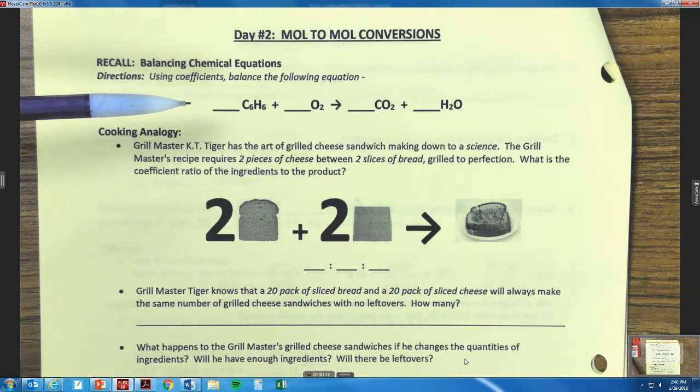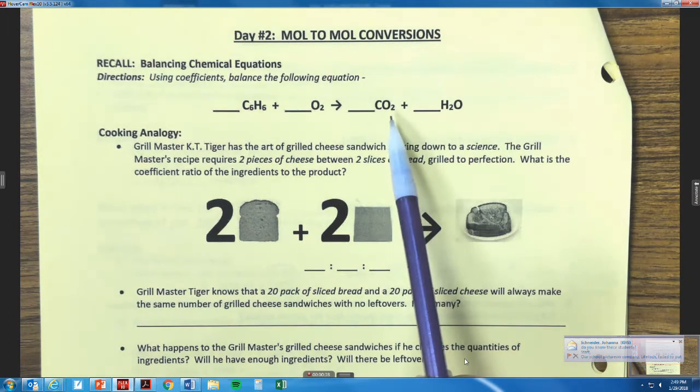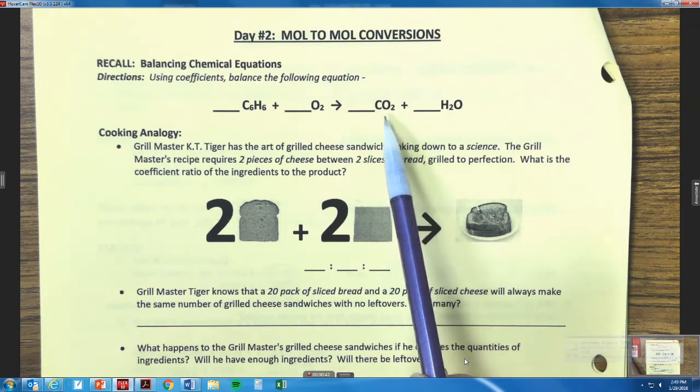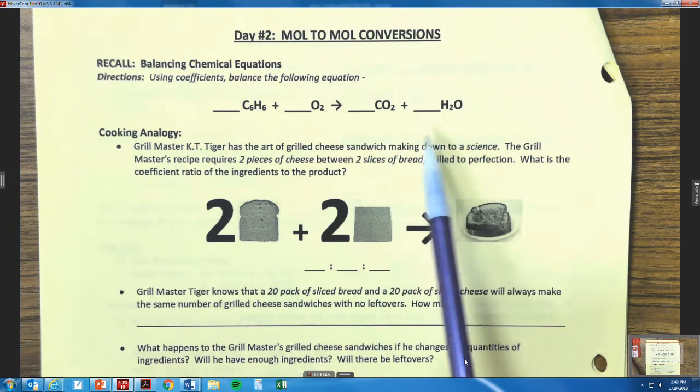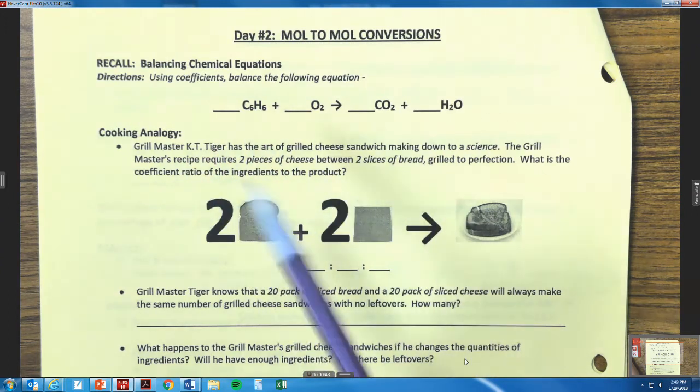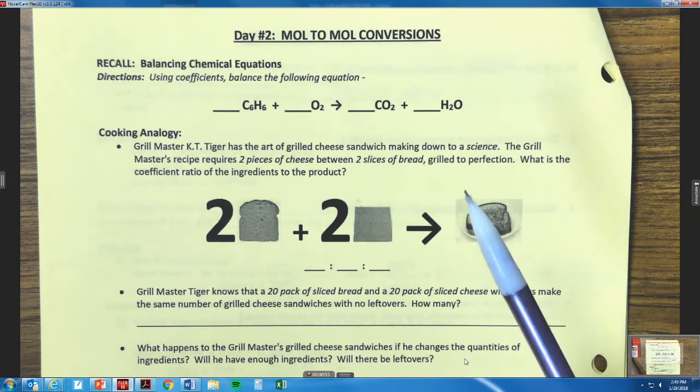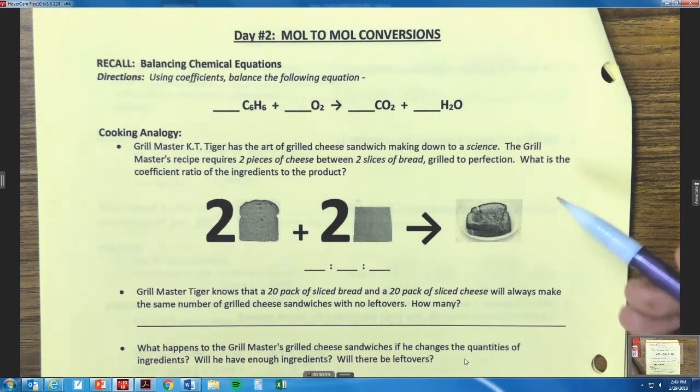If you answered combustion, you are correct. How do you know that it's a combustion? Look at your products. Your products are always going to be carbon dioxide and water. If you want to solve this on your own, you can push pause. But I'm going to go over how to balance a combustion reaction.